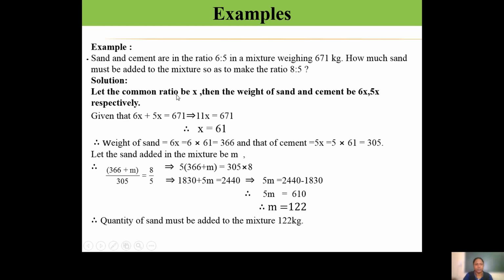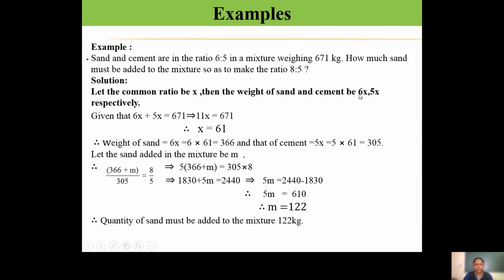So let us begin. Okay, so let the common ratio be x. Then the weight of the sand and cement be 6x and 5x respectively. Given is the weight of the mixture is 671. So we'll just add this. So 6x plus 5x is 671. So here we'll get 11x is 671. Dividing by 11, we'll get x is 61.